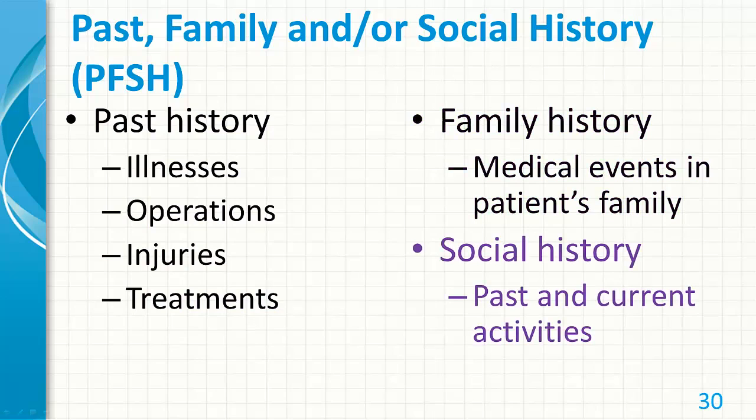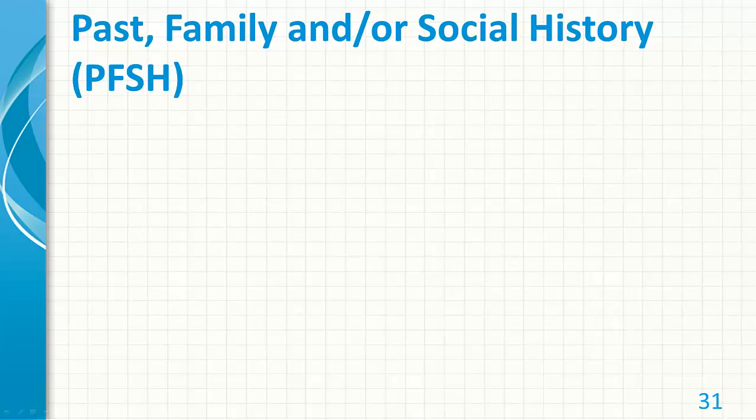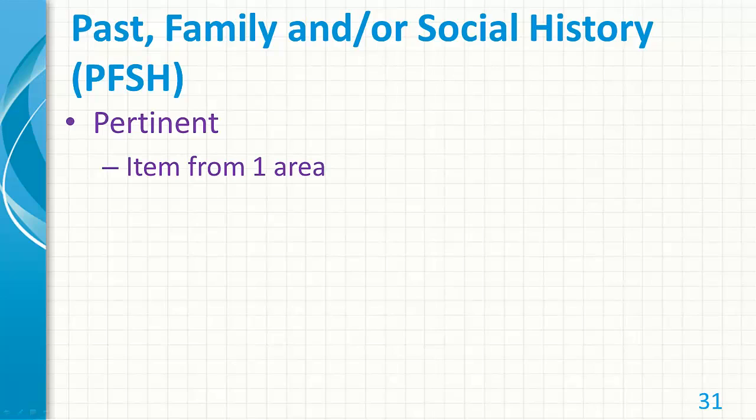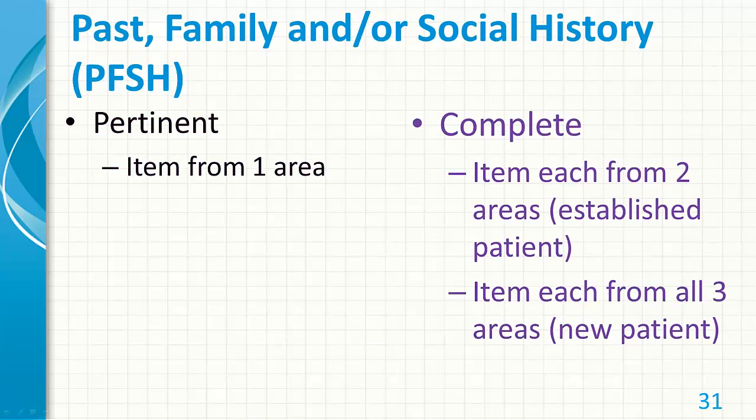Social is the rest of the patient context, which may include substance use, grade in school, who lives at home, or a favorite hobby. Only one item is needed from each of these areas to meet criteria for documenting the area. So, for example, patient lives with both parents documents social. Past family social history is either pertinent, item from one area, or complete, item from 2 areas for established patients or from all 3 areas for new patients.